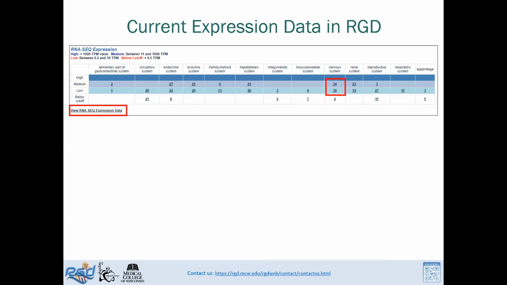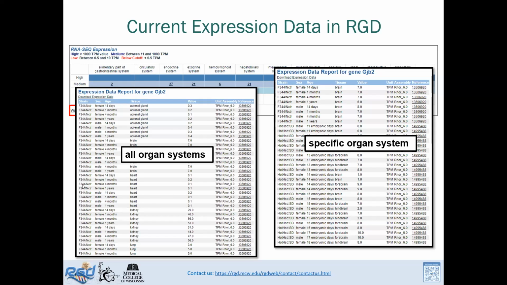Users can view a detailed expression report for all organ systems by clicking on the View RNA-seq Expression Data tab. That'll give you the data for everything, or if you're just interested in a specific organ system, you can click on one of these numbers and you'll get the expression data report for that gene. This report is downloadable and includes information such as strain, age, sex, tissue value. It also provides a link to the reference where the data came from, what reference assembly the data were aligned to, and what unit was used.